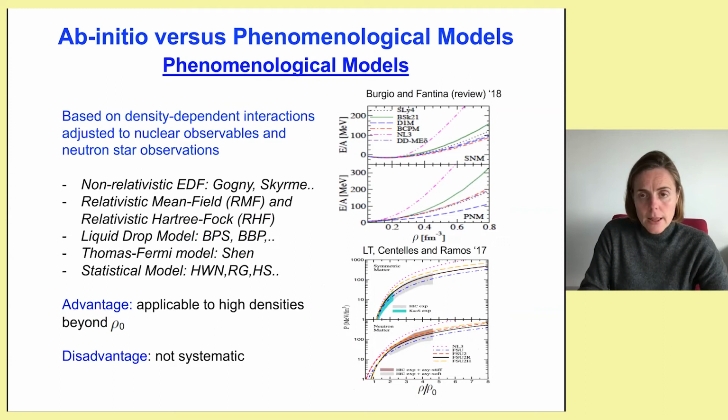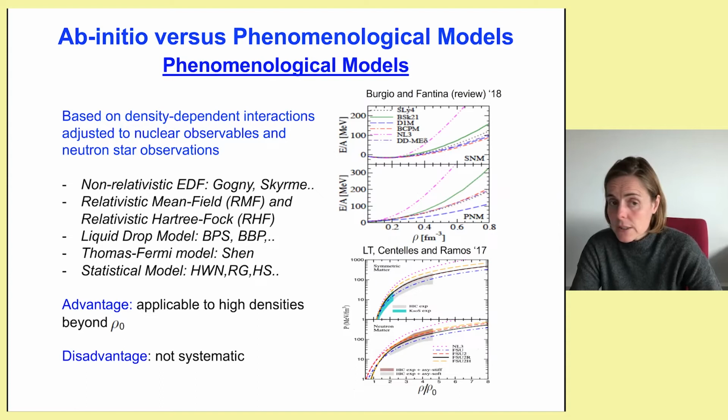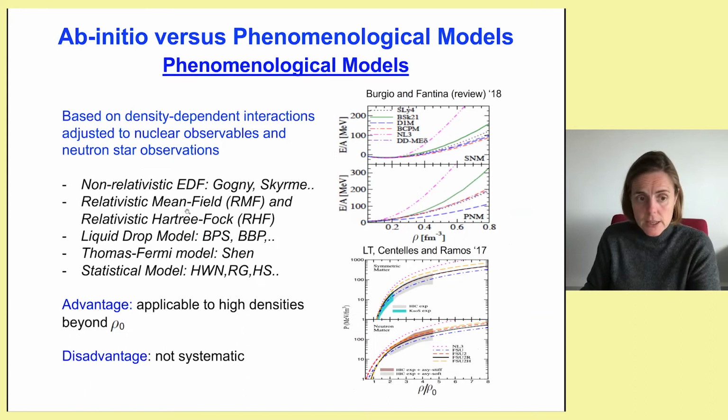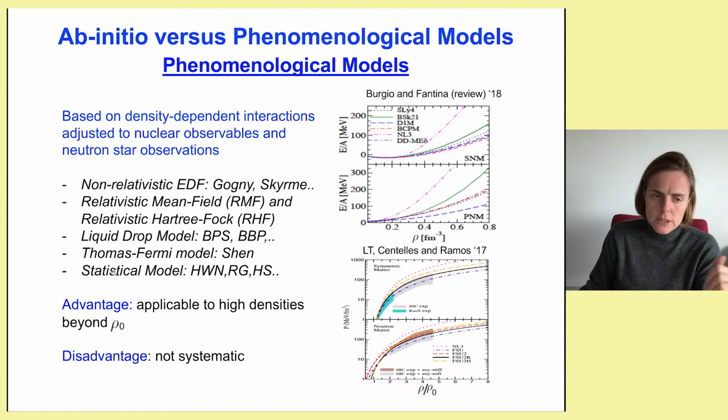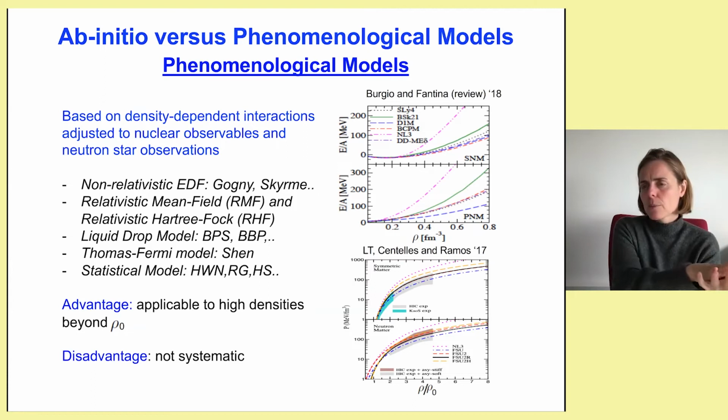There's another way, which is called phenomenological. So you basically try to make some density-dependent interactions that are fitted to some observables and nuclear experiments. Those would be non-relativistic density-dependent functionals like Gogny, Skyrme, relativistic mean fields, liquid drop model, statistical models and Thomas-Fermi models. So there are different ways of approaching this, like creating functionals which have some parameters that are fitted to some observations and experiments, and then you have predictions as well.